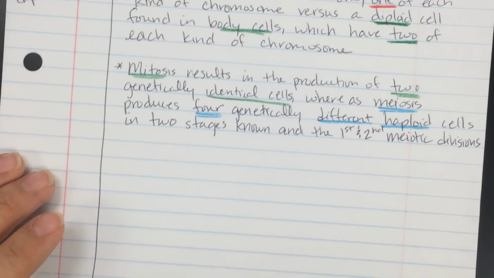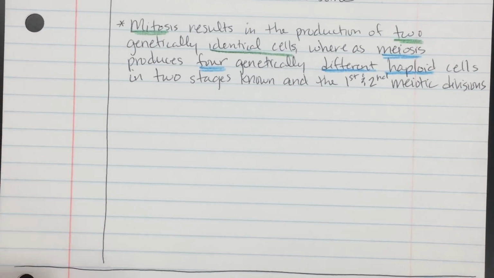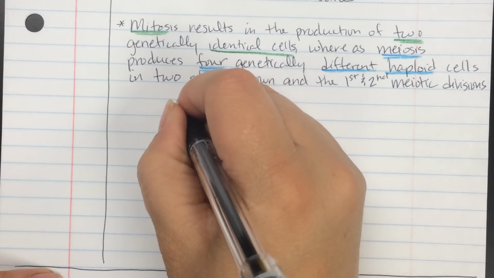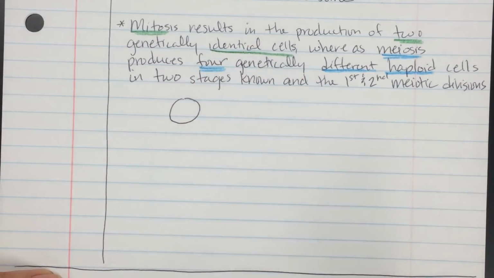So let me show you what those stages actually look like. So we start out with our cell that has 4 chromosomes. So here's where the fun little color pencils come in.